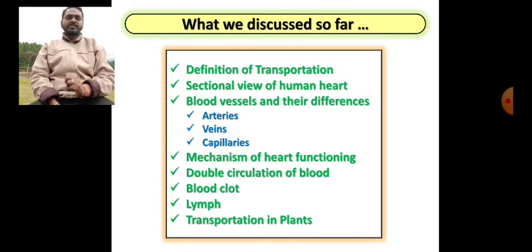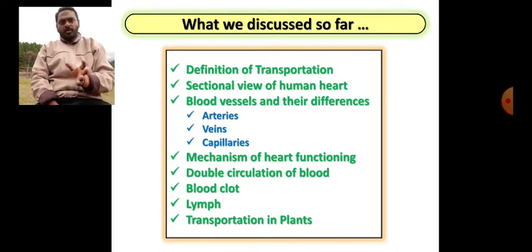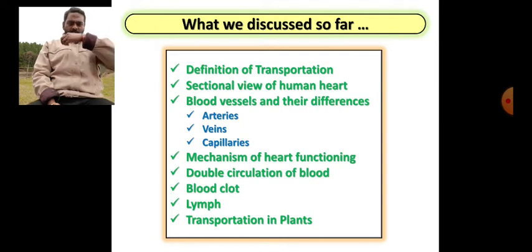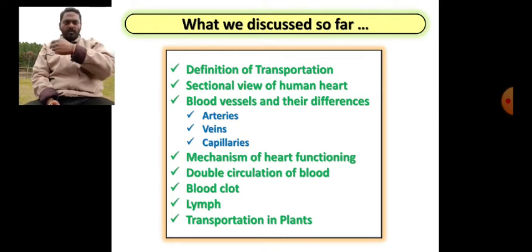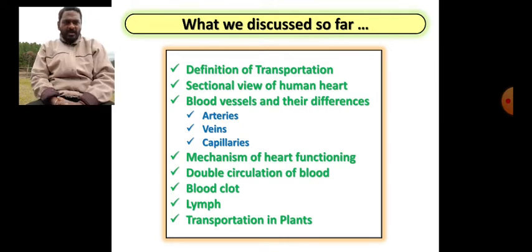So far what we have discussed: what is transportation, the sectional view of the human heart, both your textual diagram as well as the self-drawn diagram. And blood vessels, 3 different types: arteries, veins and capillaries. What are they? What are their functions? And mechanisms of heart functioning, both onward and backward flow, both are explained there. And double circulation process, blood clot, lymph and transportation in plants.